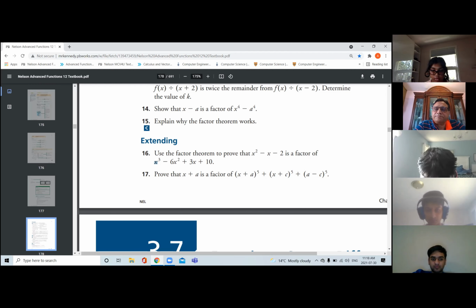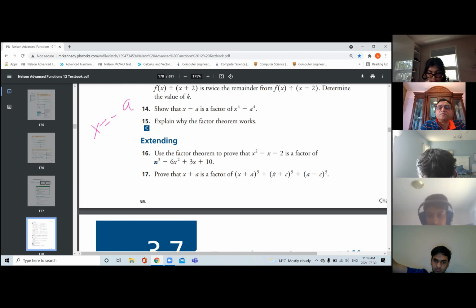Mohammed, can you give me an attempt? How will you do question number 17, please? Remainder theorem. How will you use it? x plus a is a factor of the given polynomial. Right, sir. So prove that x plus a is a factor of this, right? So x plus a, so negative a has to produce 0. So replace x with negative a and see what you get.